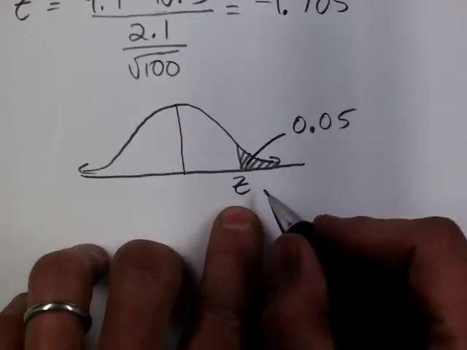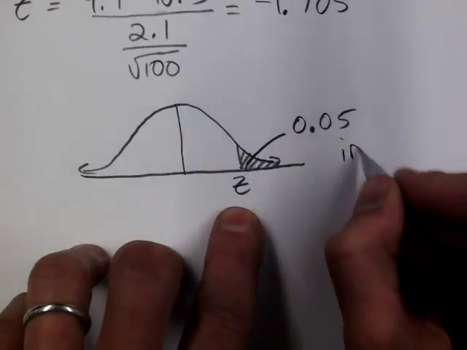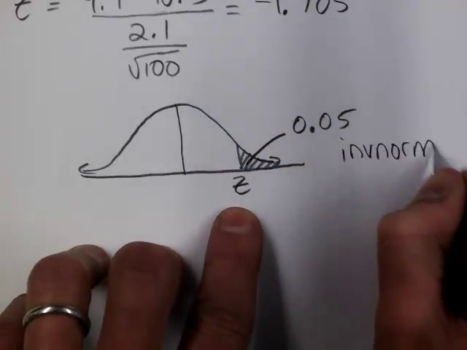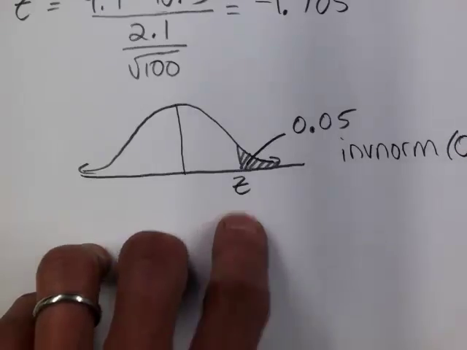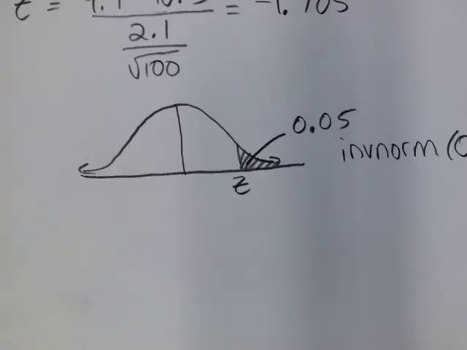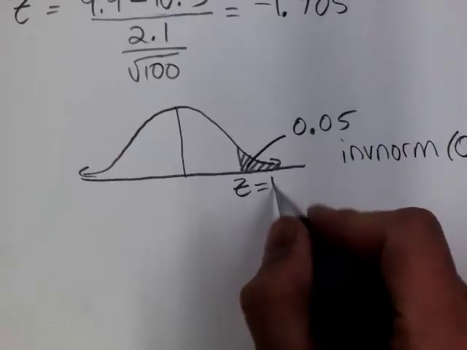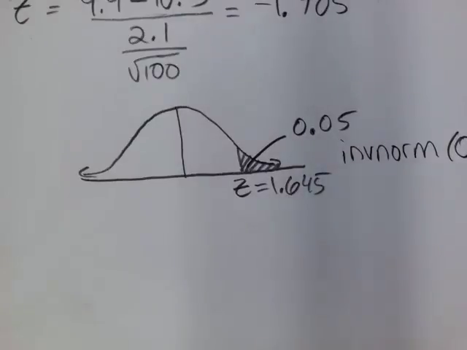In this case, you could go ahead and use inverse norm and a cumulative area of 0.95. So what do you get for that critical value? I should have these memorized. 1.645?